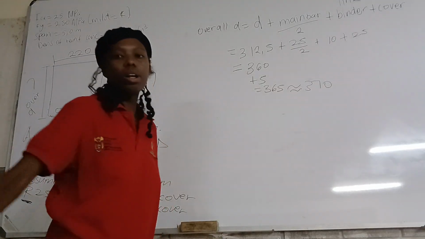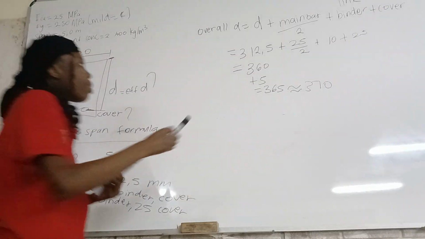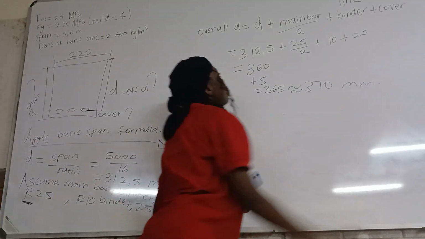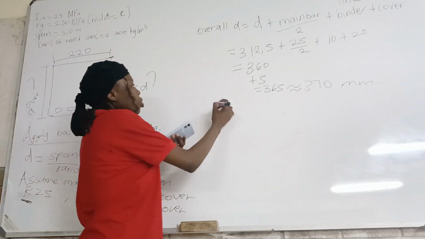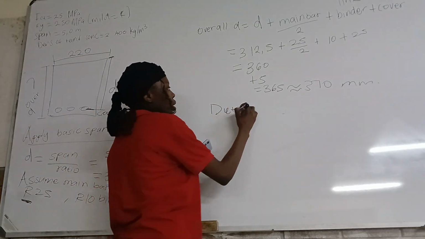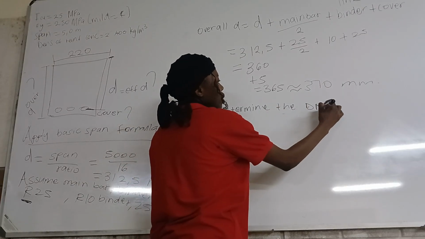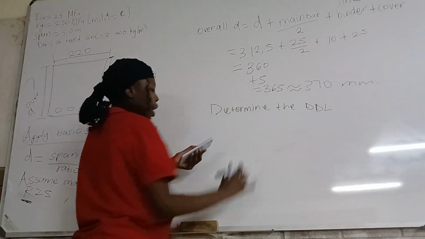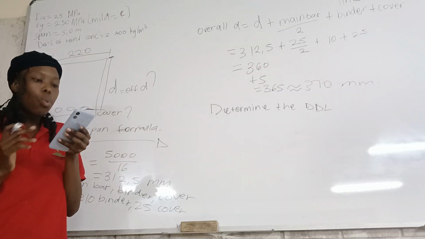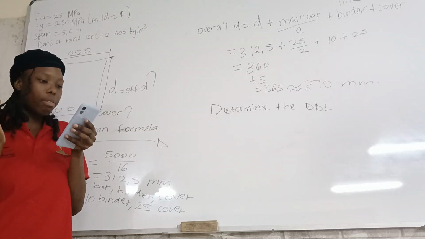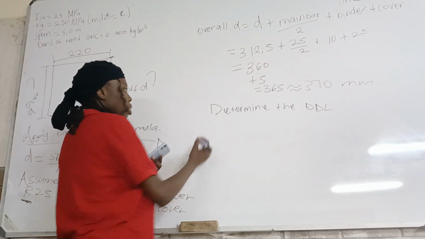So our overall depth is 370 millimeters again. Let's continue. After getting the overall depth, we now need to determine the design dead load, the DDL. Revisit our question. What do we have? We were given a point load and the UDL again. So we need to calculate the design dead load first.